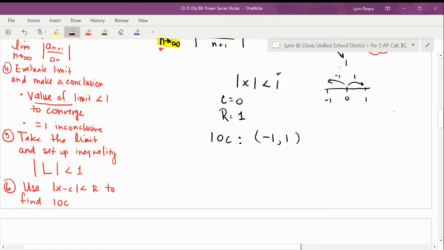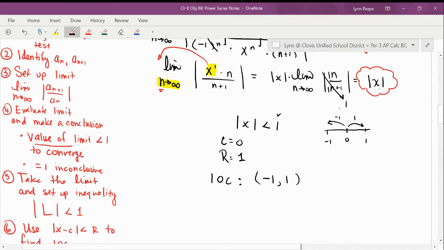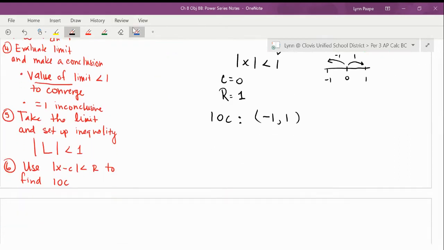So now what if the radius was 1? I mean, not the radius. What if the value of x was 1? So if I were to substitute in 1 here, I would get the absolute value of 1, which is 1. Then that would be inconclusive. So now I have to have this added step. So my step 7 is to test the endpoints.